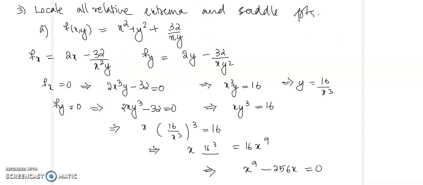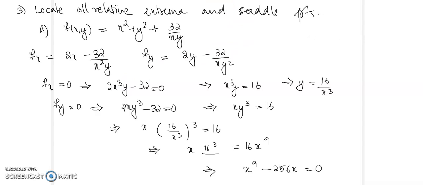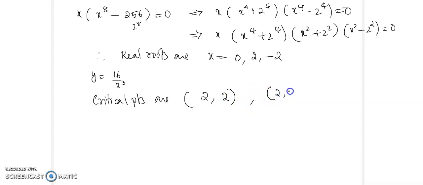And now we have y equal to 16 by x cube. So at 0, y will not be defined. So therefore the critical points will be 2, 2 (16 by 2 cube is again 2) and minus 2, minus 2. So these are our critical points.